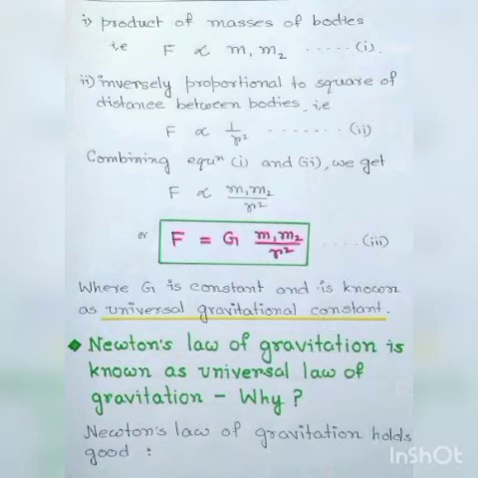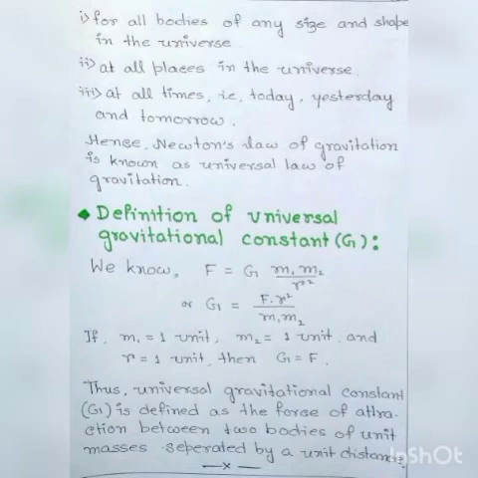Now, Newton's law of gravitation is known as the universal law of gravitation. Why? Newton's law of gravitation holds good, number 1, for all bodies of any size and shape in the universe. Means, whatever be the size or shape of the objects, the smallest particles like atoms or huge bodies like stars or planets, the gravitational force will be applicable for them also.